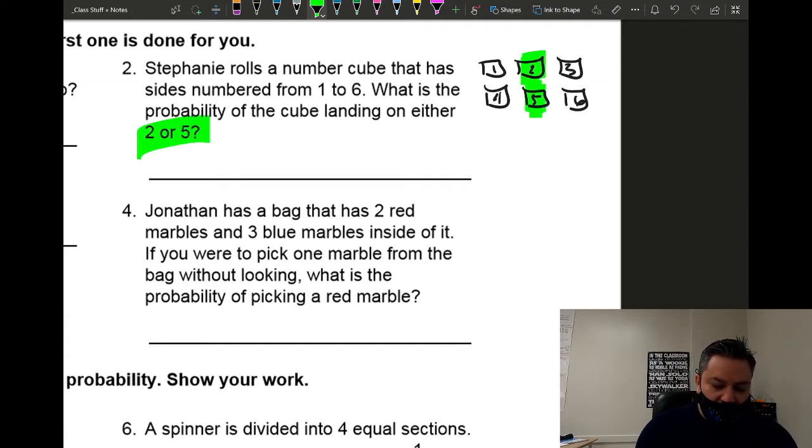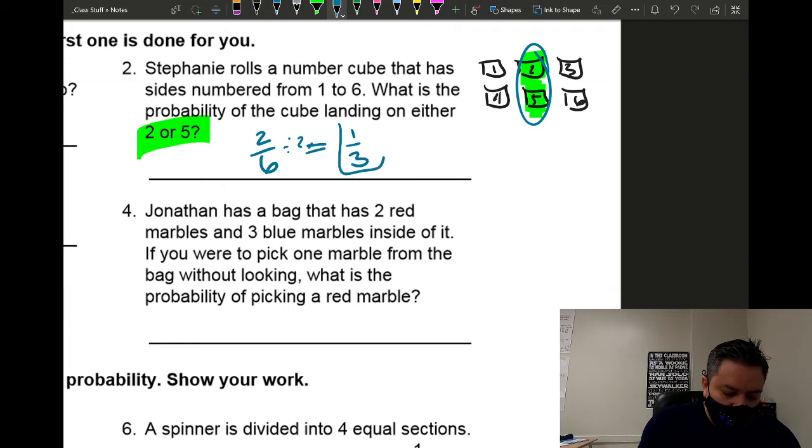So I have a 2 and a 5. So how many chances is that to happen? How many 2s and 5s do I have total? I have 2, right? 2 out of how many? Very good. 2 out of 6. Now you can always simplify this fraction. And anytime you can simplify a fraction, you need to do just that. So this one, if you divide both of them by 2, you're gonna get 1/3. So my probability of getting a 2 or 5 is 1 out of 3. And you can also see it like this. Look, I have another group right here and another group right here. So I selected one of the groups.